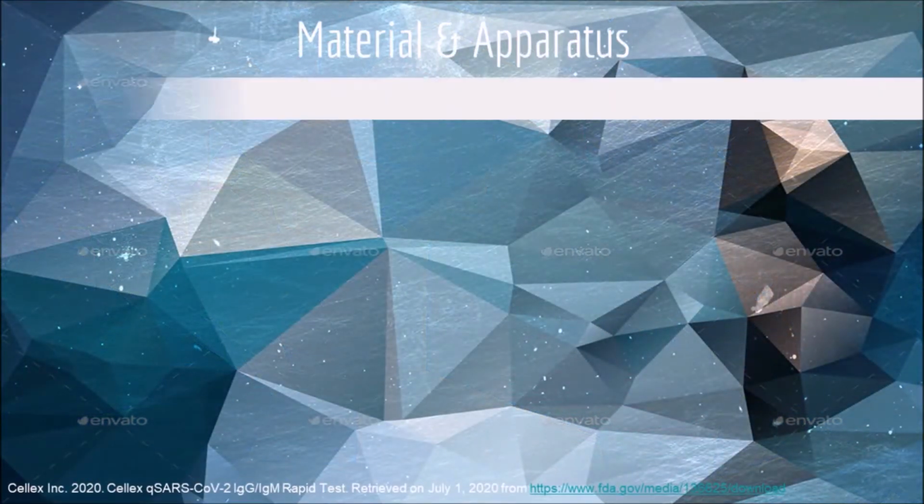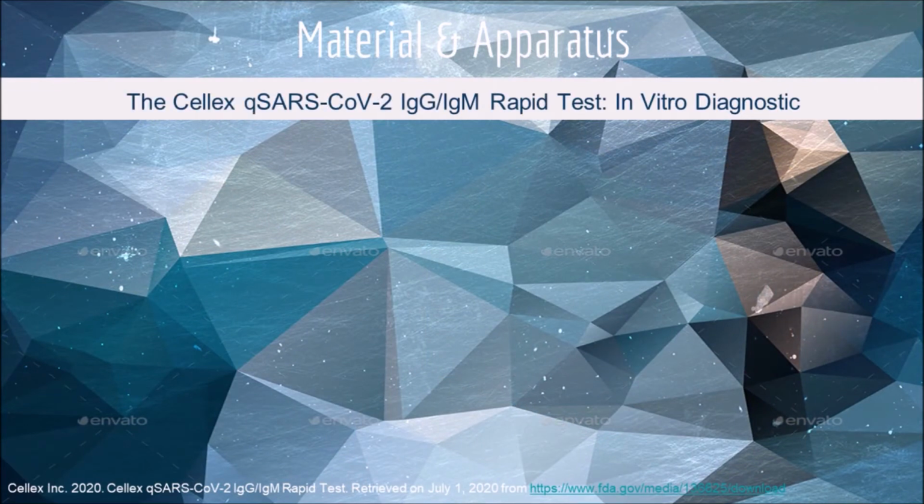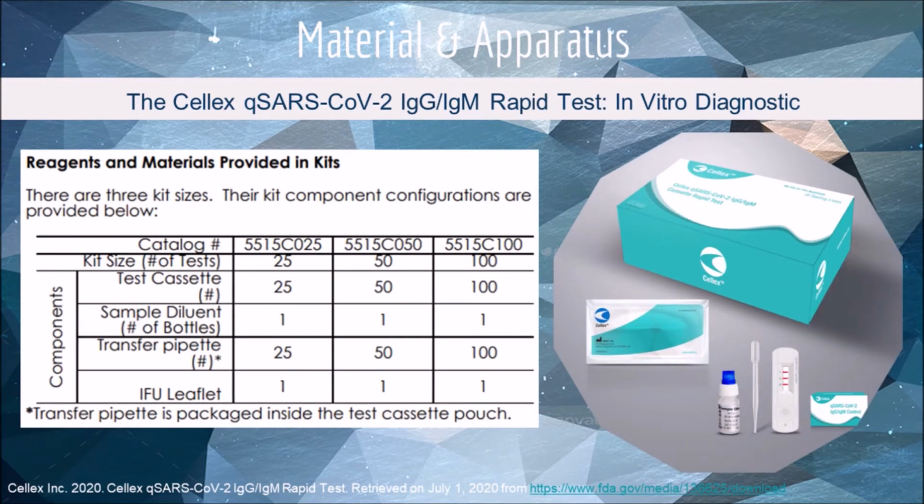So the first thing we need is the material and apparatus in the Select Q SARS-CoV-2 IgG/IgM rapid test, an in vitro diagnostic test. And this is the reagents and materials provided in the test kit, which is a test cassette, the sample diluent, the transfer pipette, and also the IFU leaflet.